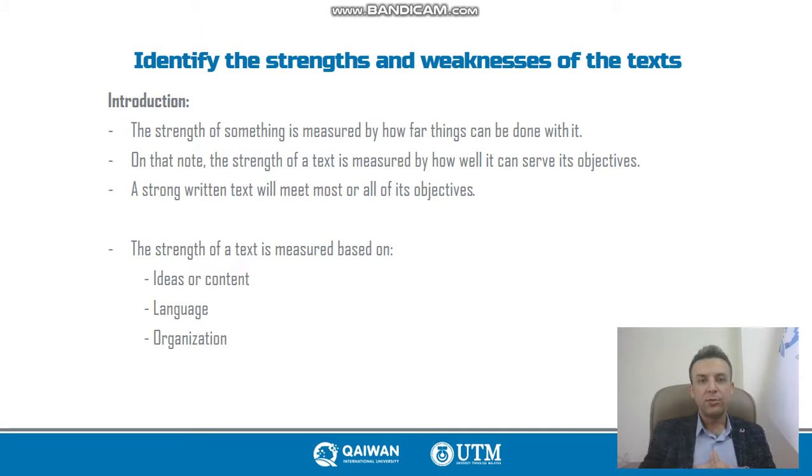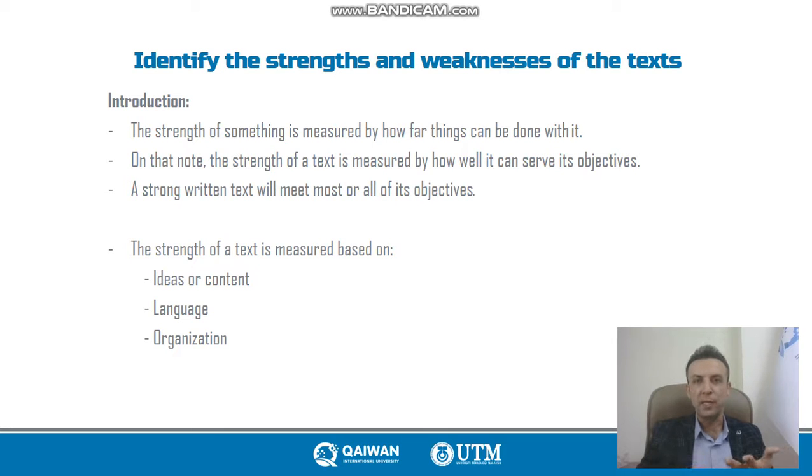And about the strengths and weaknesses of the text, which is the subject of this slide, we say the strength of something is measured by how far things can be done with it. When we talk about the strength of an article, saying that whether the article is strong or not, we have to, first of all, think about the purpose of the article, what the purpose is, and then, based on the information presented, we need to decide whether the purpose has been achieved or not.